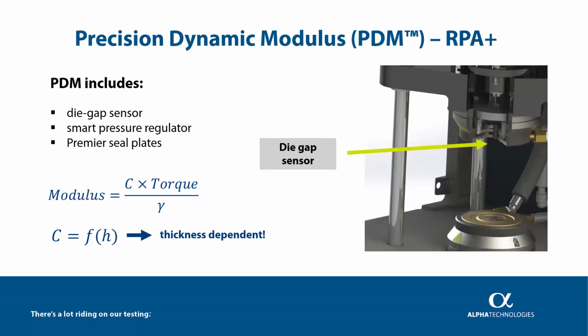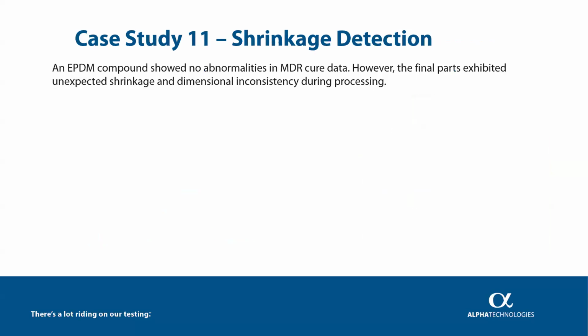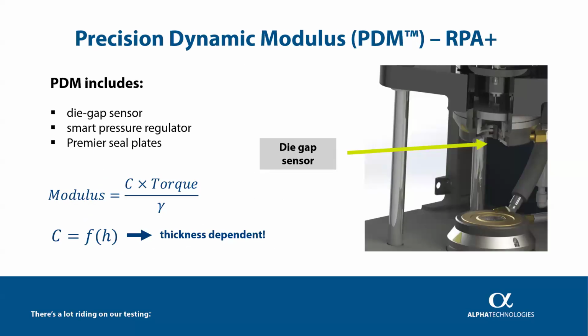All right. Now, I'd like to take you on a different journey that we call precision dynamic modulus, or PDM. PDM is a new capability made possible by the next generation RPA platform, which is RPA Plus. This upgraded system includes a die gap sensor, smart pressure regulator, and premier seal plates.